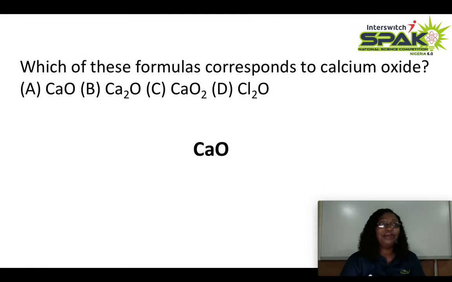The valency of calcium is 2 and the valency of oxygen is also 2. By the time you swap valencies, they cancel each other, and you are left with CaO. There is no Ca2O, there is no CaO2, and Cl2O, that's chlorine oxide.